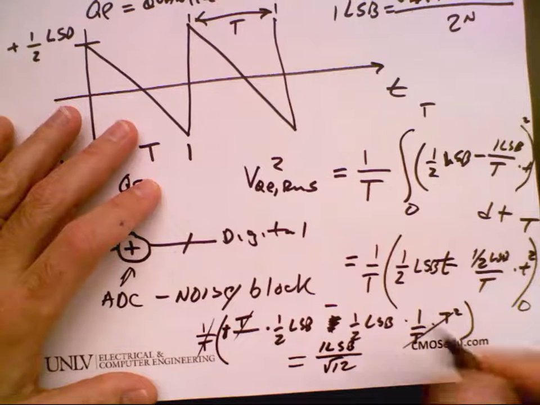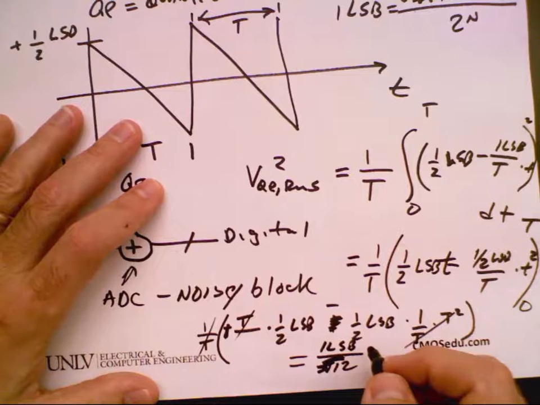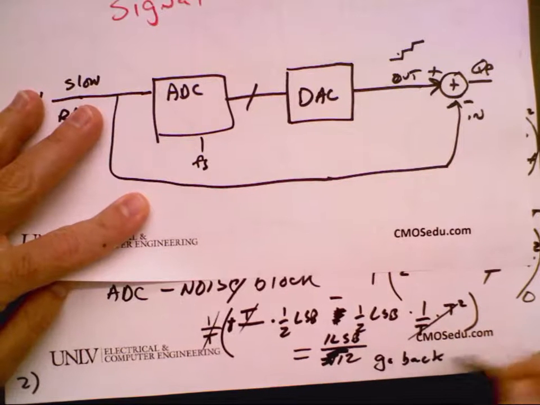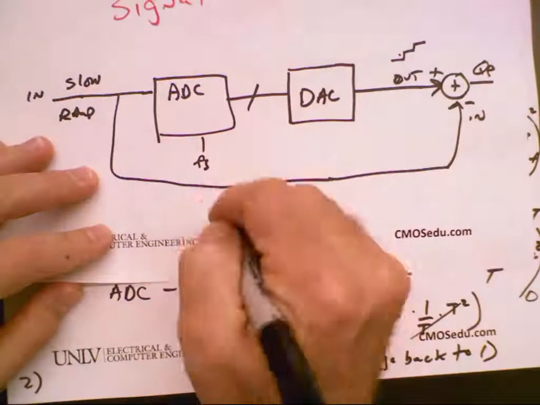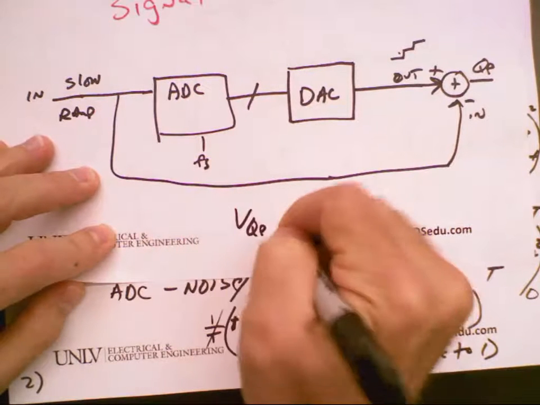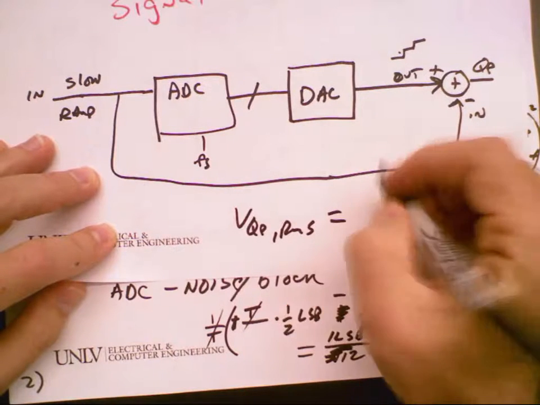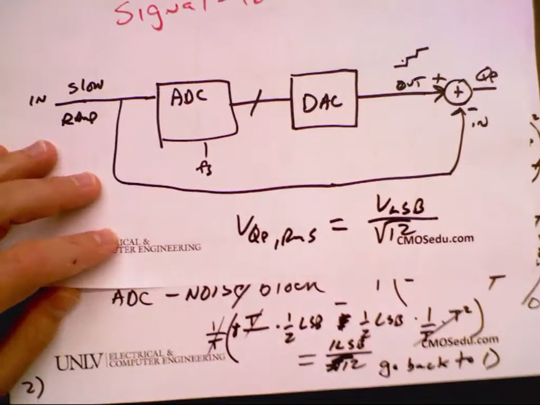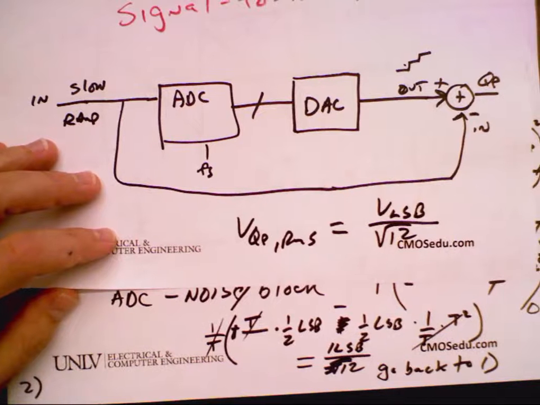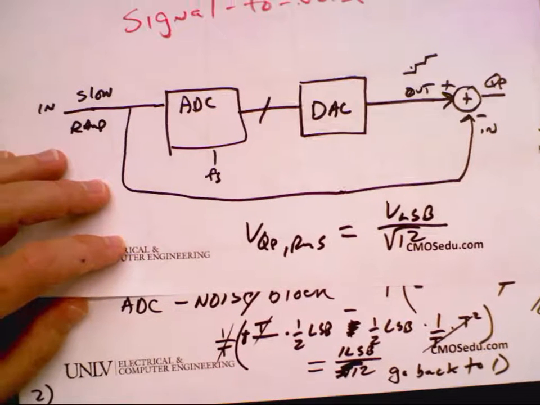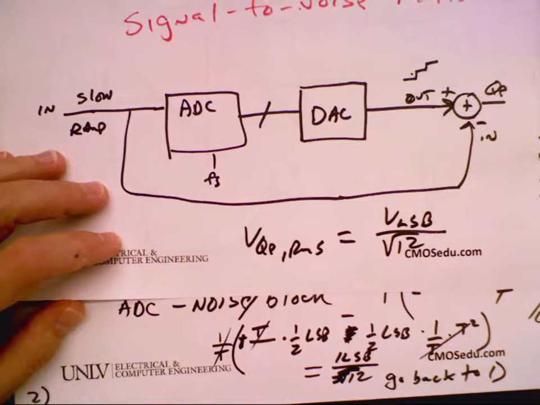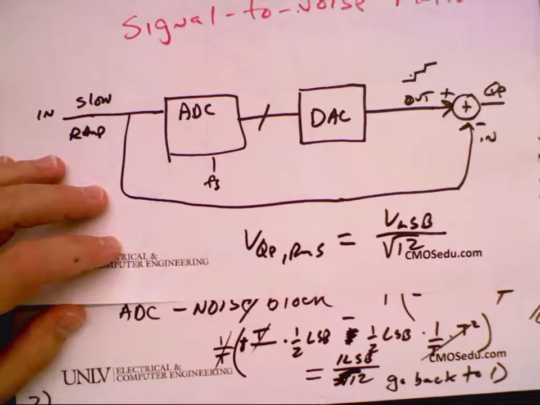12, or 1 LSB squared over 12. I'm going to just write it on this. The quantization error RMS equals VLSB over square root of 12. Okay, so this is an RMS value, and of course it assumes the input's moving, and it's the average value of the RMS signal that I add to the input, but it doesn't tell me anything about the spectral characteristics.